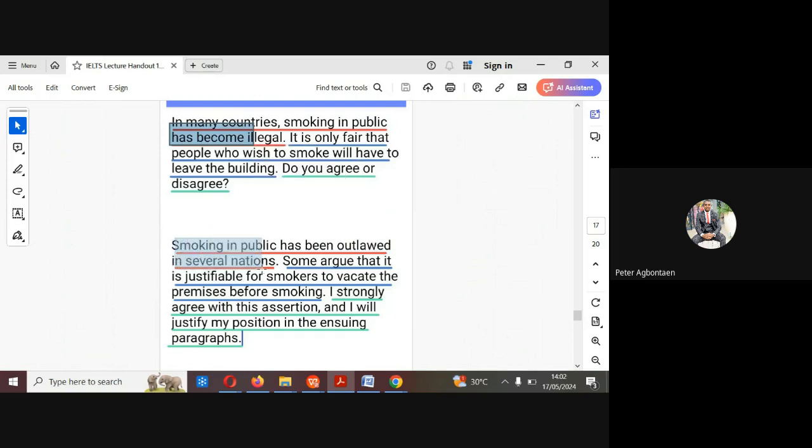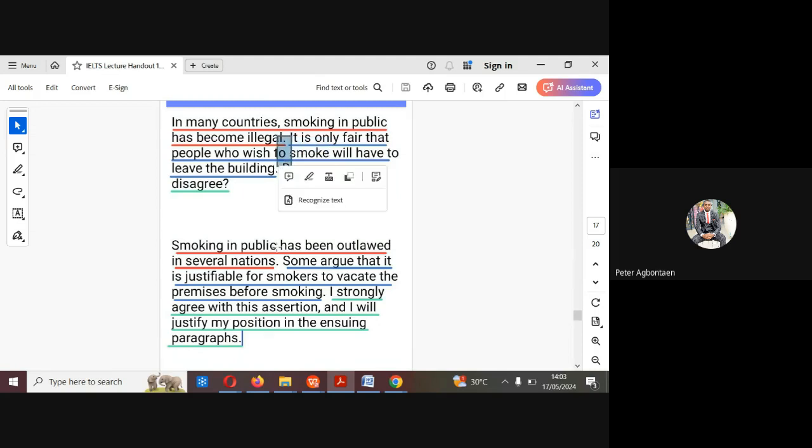So you notice that I changed word order. First and foremost, smoking in public is in the middle here. I brought it to the beginning. Here they said has become illegal. I changed that to what? Has been outlawed. Here they said in many countries. I changed that to what? In several nations. So you see me using synonyms and changing sentence structure. That's paraphrasing.